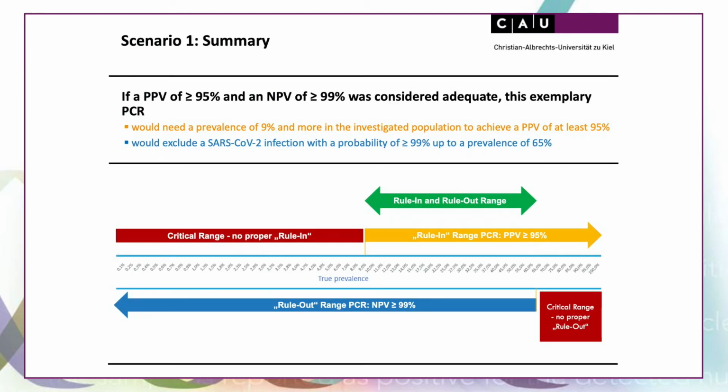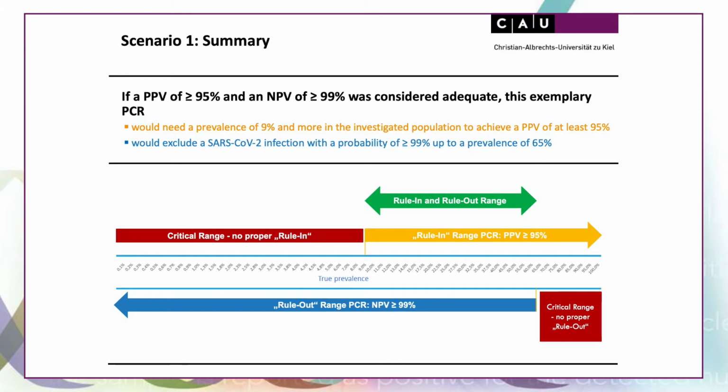If a positive predictive value of at least 95% and a negative predictive value of at least 99% was considered adequate, this exemplary PCR would need a prevalence of 9% and more in the investigated population to achieve a positive predictive value of at least 95%, and would exclude a SARS coronavirus 2 infection with a probability of at least 99% up to a prevalence of 65%. Prevalence rates below 9% indicate the critical range in which application of a proper rule-in is not possible.